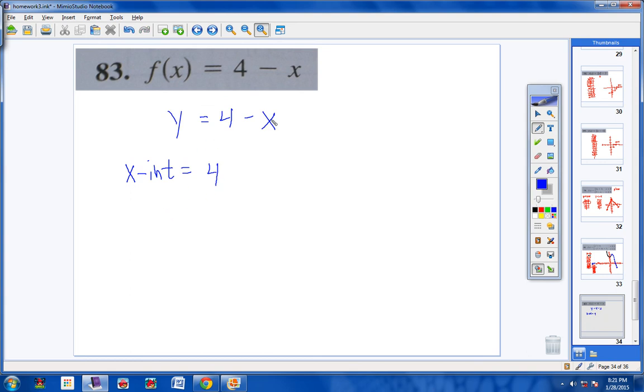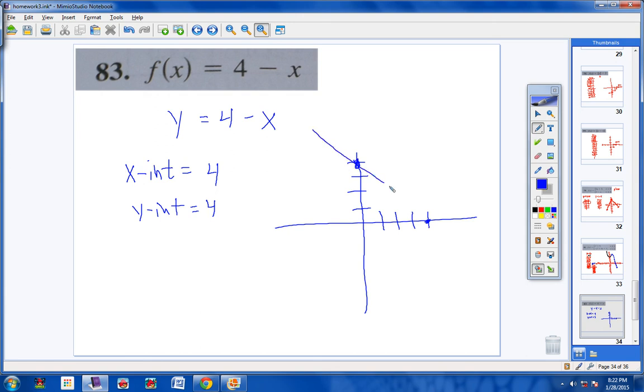Now, let's put a 0 in for x, okay? And of course, 4 minus 0 is 4, so the y-intercept will also be 4. So there's my quick graph, positive 4, negative 4, okay? 1, 2, 3, 4, 1, 2, 3, 4. Y-intercept, x-intercept, and then draw the line.